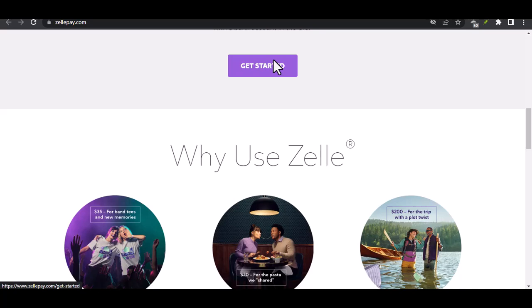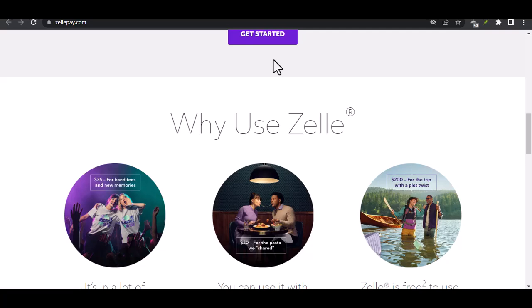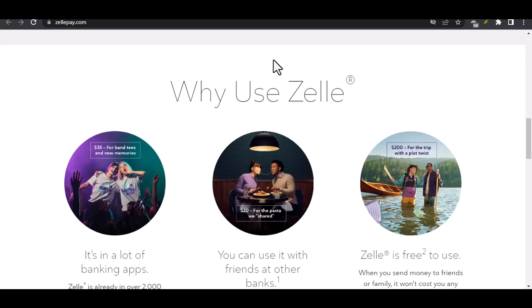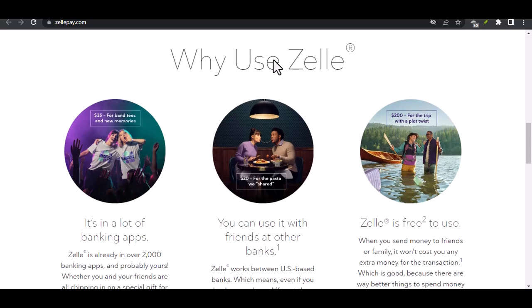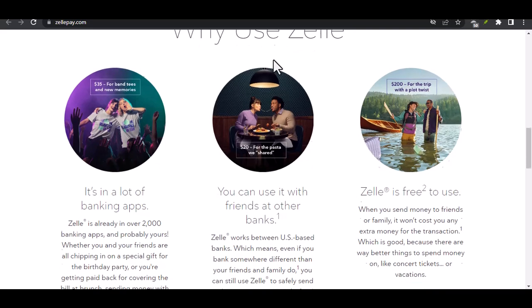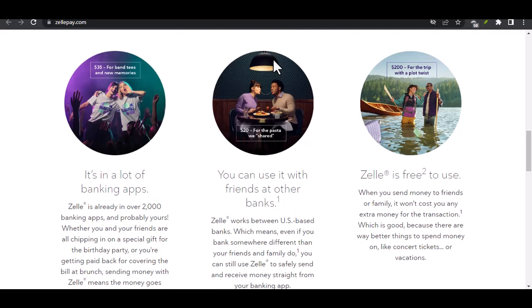Contact the recipient. Reach out to the person you sent the money to. Ask them if they've received it. If they haven't, double-check the email address or phone number you used. Even a small typo can cause issues. Verify the recipient's bank. If the recipient still hasn't received the money, contact their bank. Provide them with the Zelle transaction details, such as the amount and the date. They can check their system to see if the payment has been received.